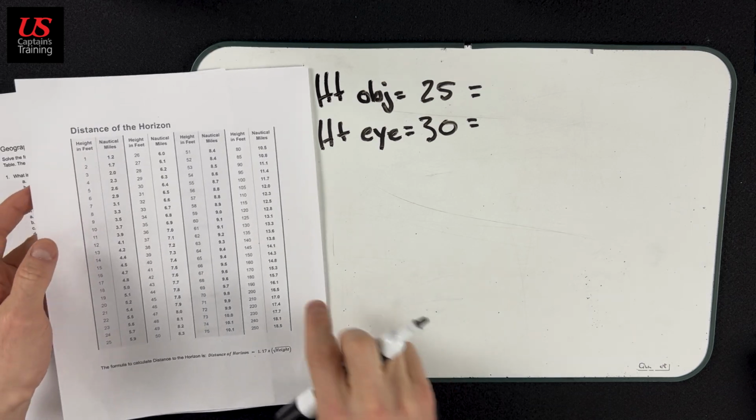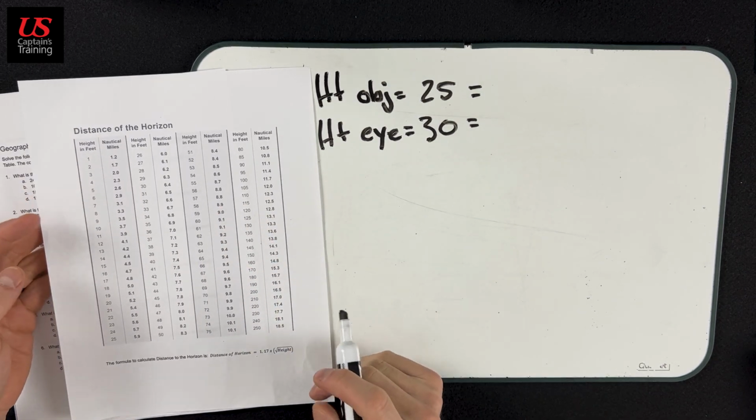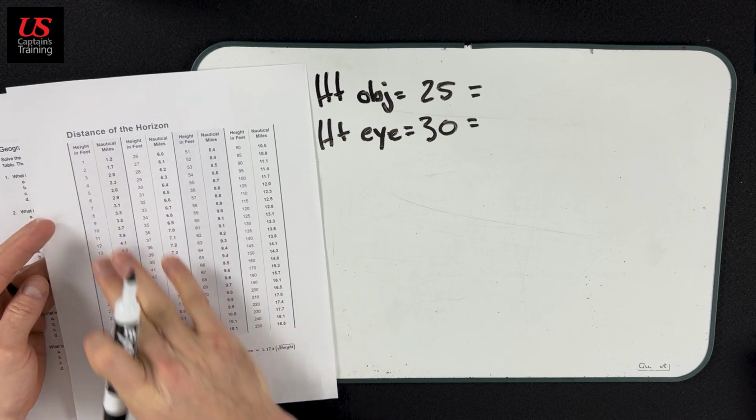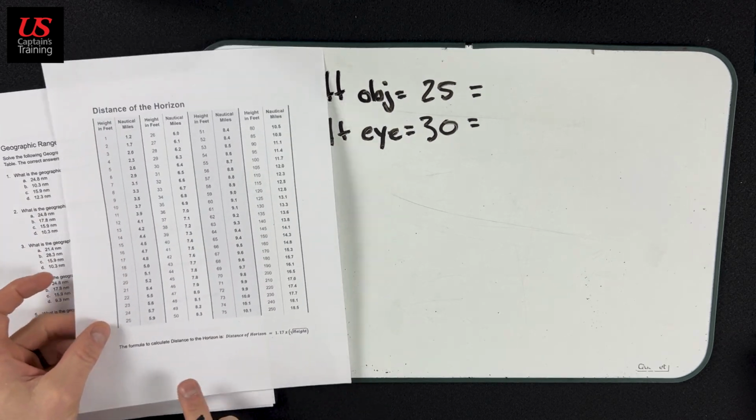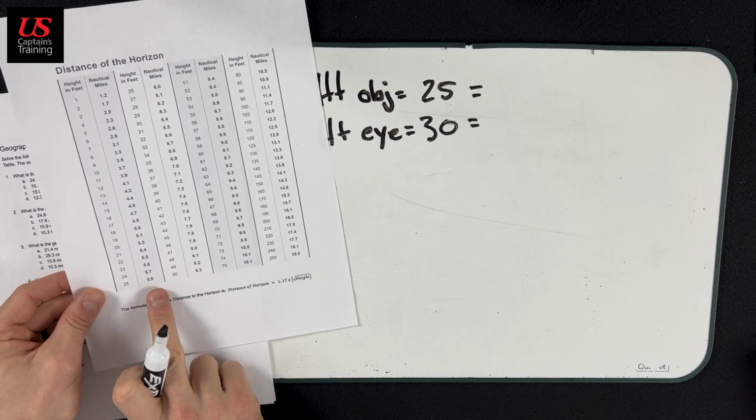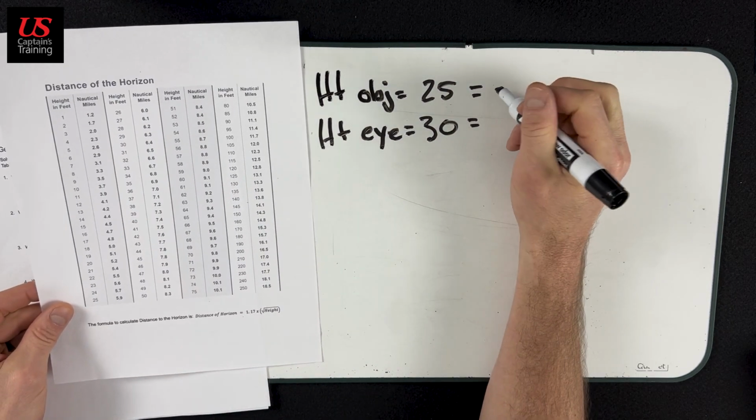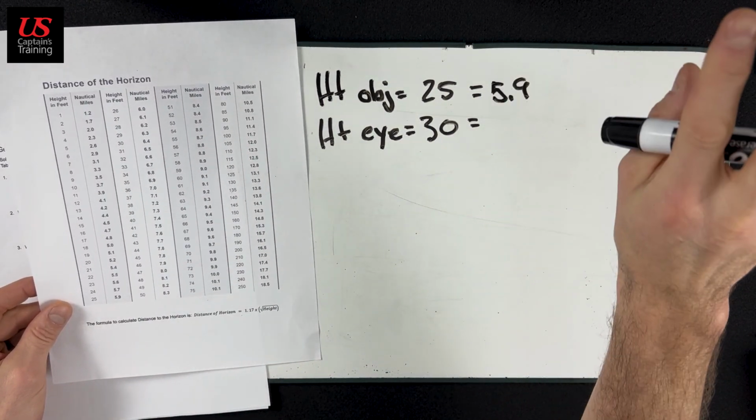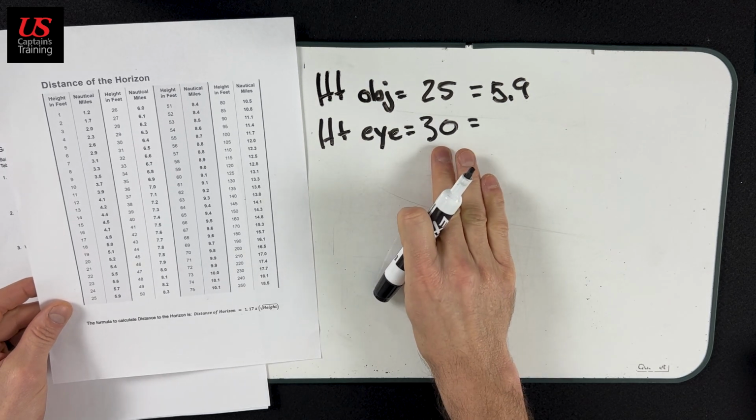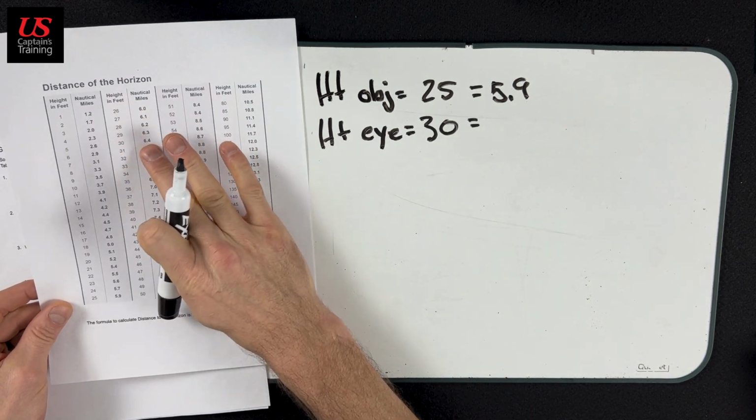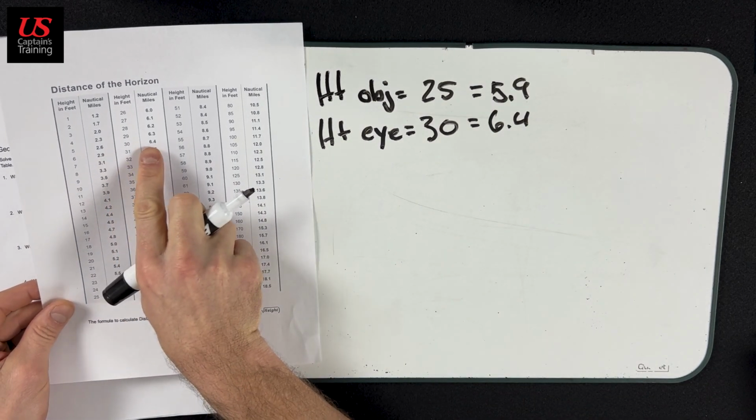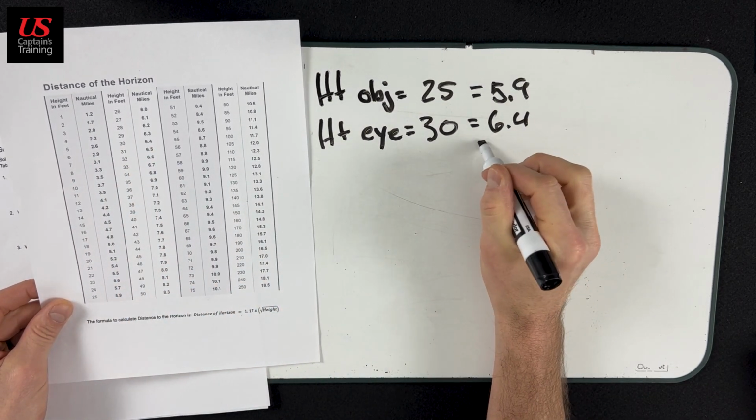So then we reference our distance of the horizon table. We say 25, and we go down the height in feet. Here's 25 at the very bottom here. 25 is 5.9 nautical miles to the horizon. And 30, cruise down here, 30 is 6.4 nautical miles. See that? 30, 6.4 nautical miles to the horizon.